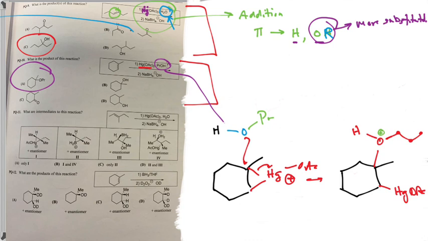We could have just memorized that the addition is pi becomes H and OR, and the OR goes to the more substituted carbon. The conclusion of that is based off of the mechanism, but I never asked anything about the mechanism. So one common complaint that students might throw out is, why do I need to know mechanisms if I could just memorize the answers? You're right. If you could just memorize the answers, you'd be good.